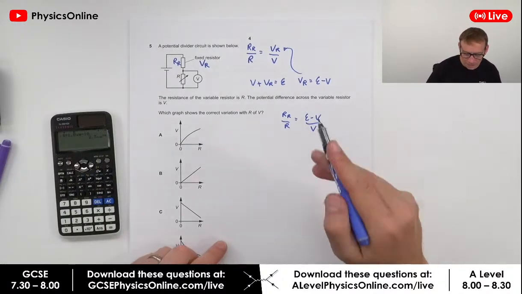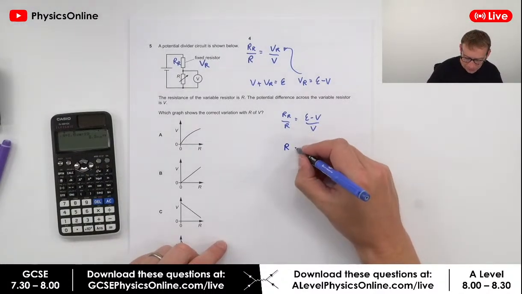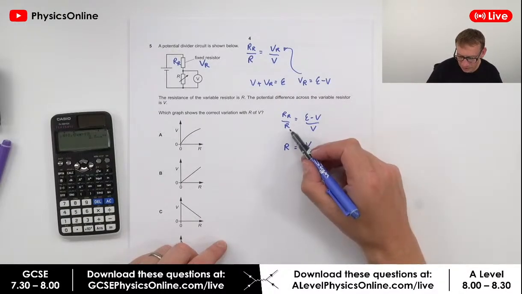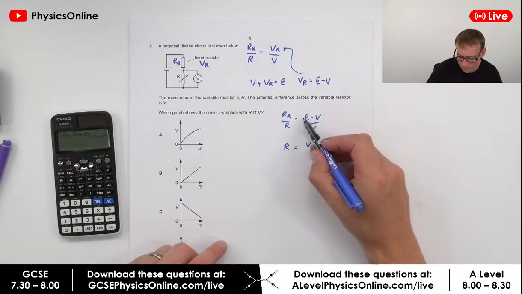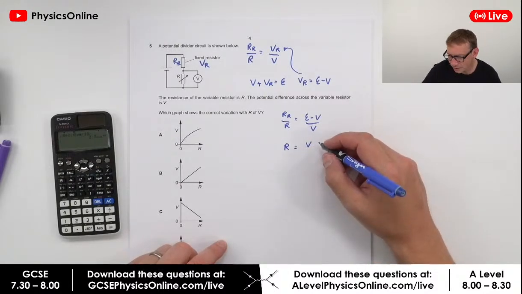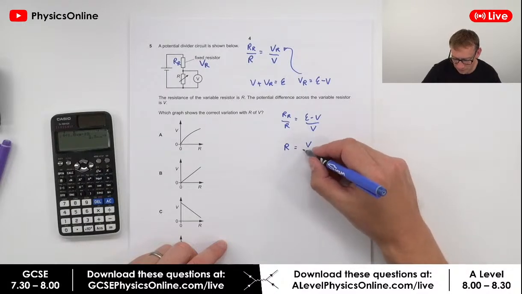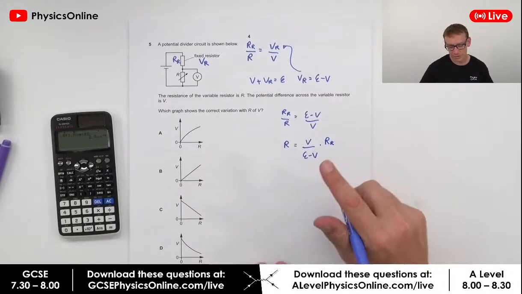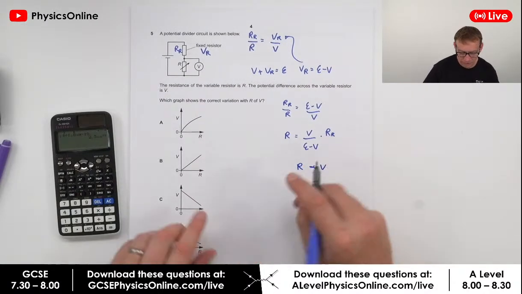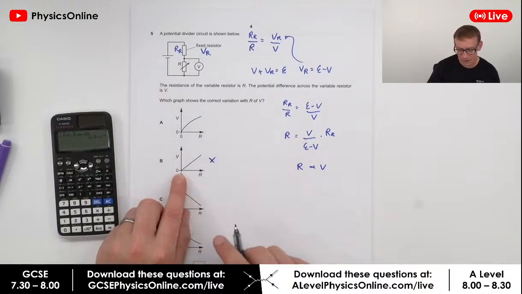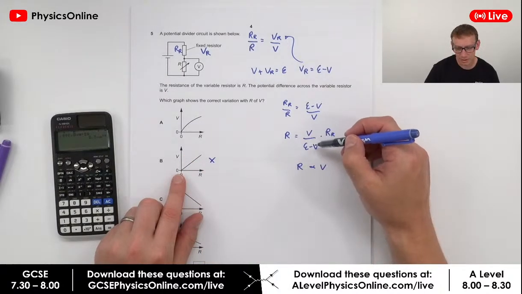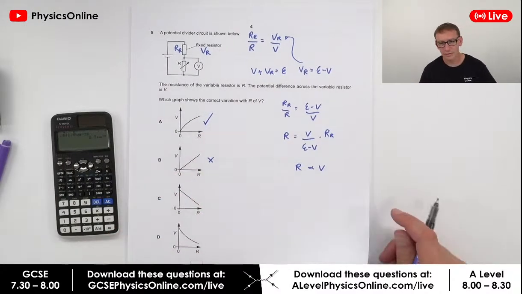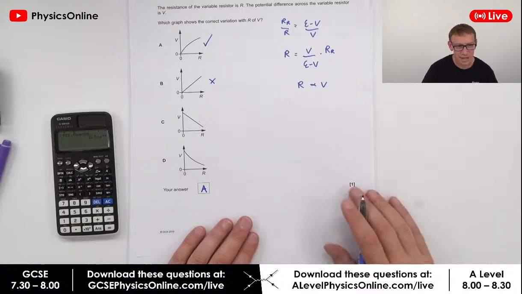So basically this means that the value of R is going to be equal to V over E minus V, times R. Now of course that's constant, but this means that R can't be proportional to V like you have here, so it can't be this. It must be proportional to V over E minus V, and therefore A, because V is going to get bigger as R gets bigger, must be the correct answer. So for this one, the answer is A.